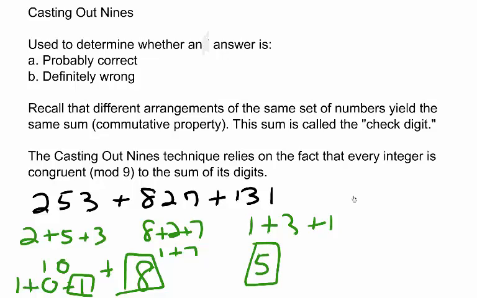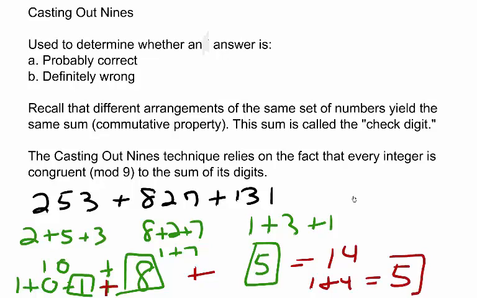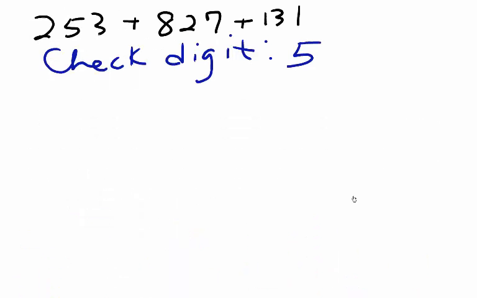If we sum our respective check digits, we have 1 plus 8 plus 5, which gives us 14. 1 plus 4 equals 5. So the check digit for the sum of these three integers is 5. The idea is that suppose we had to add these numbers by hand. 253 plus 827 plus 131.